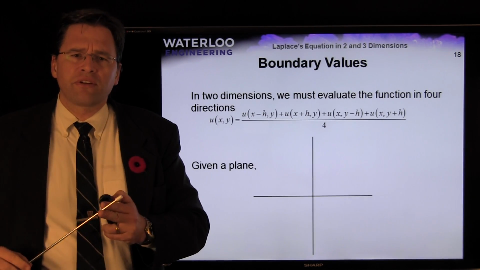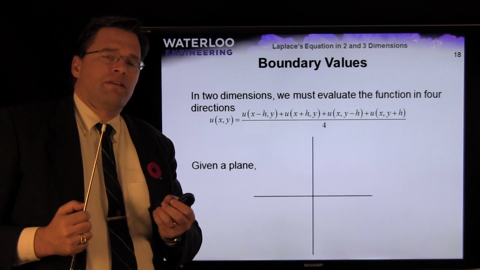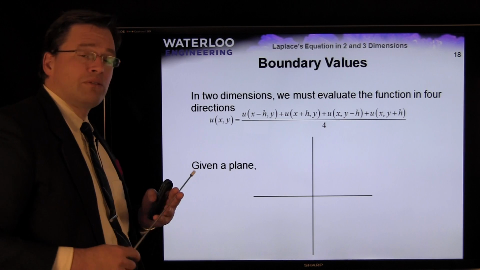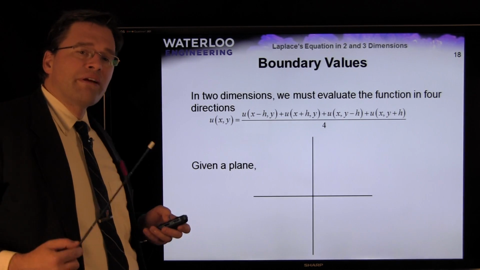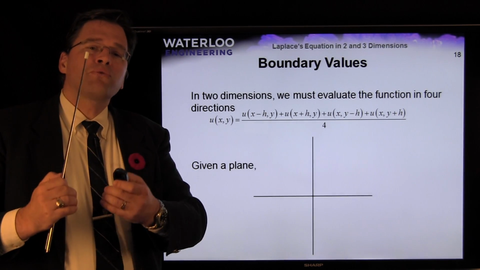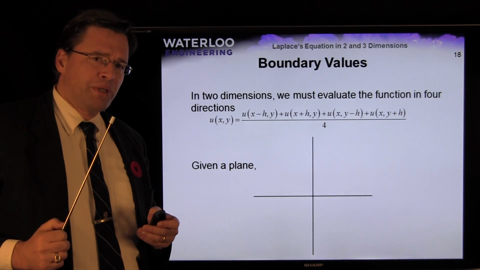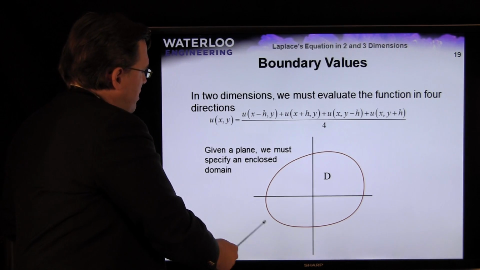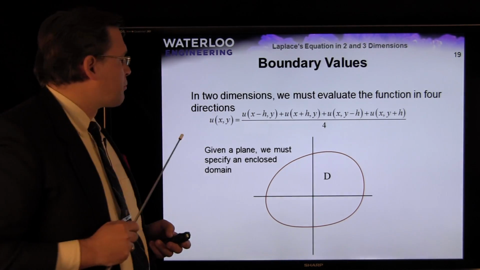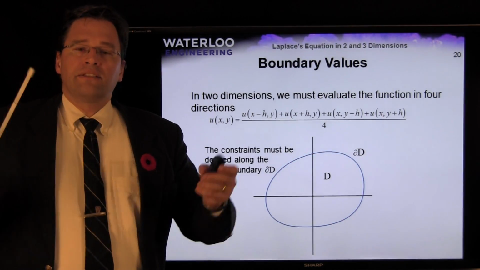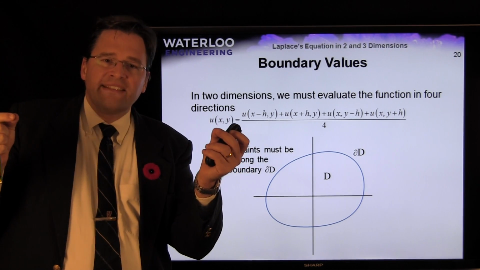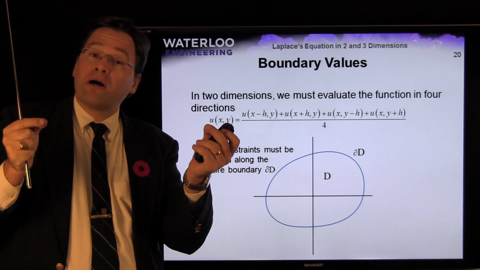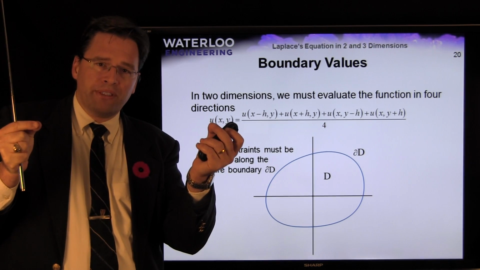In 2 dimensions, however, we're evaluating or approximating the solution in 2 directions. So therefore, we have to hit a boundary somewhere in every single direction we go. The only way that this can be done is if we have a domain that is closed by a boundary. Just like in 1 dimension, we needed to know what the value of the function was, what the boundary conditions were at the 2 endpoints.